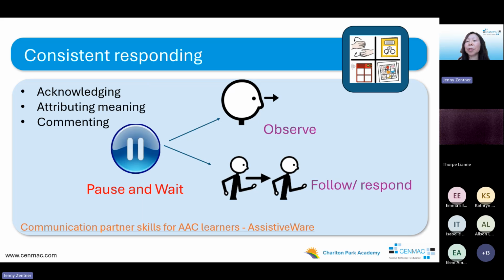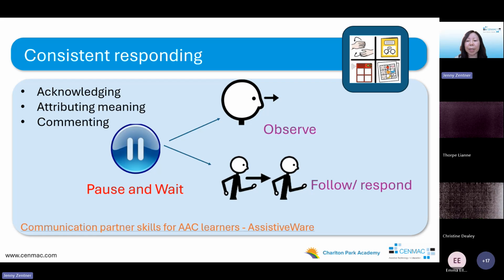So continuing with what do we do as the AAC user's communication partner? How we respond to the AAC user's communication attempts is really important. In order to respond, you need to pause and wait. This gives you time to observe, and then you can follow and respond. You can respond by acknowledging and attributing meaning to the AAC user's communication, and you can respond by commenting. For more information, download the leaflet on communication partner skills for AAC learners on the Assistive website.